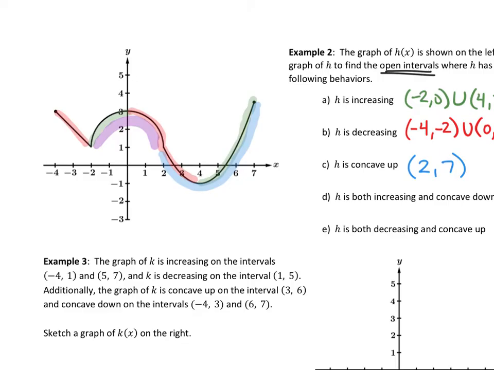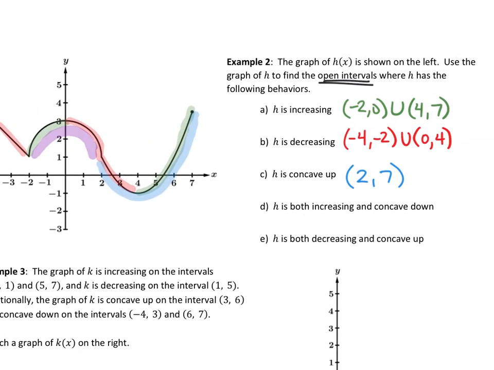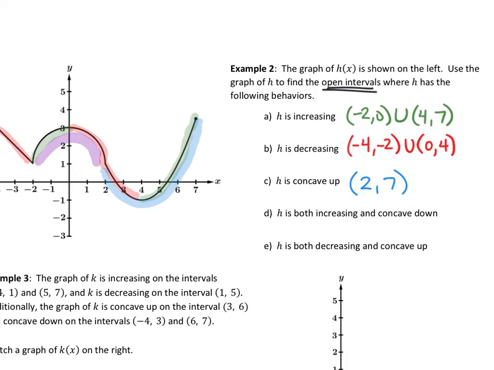But we can get even more specific with the question. We can combine these two things together. So the next one says, which section is both increasing and concave down? There's only one little section where it is both increasing, I highlighted in green, and concave down, I highlighted in purple. Yeah, from -2 to 0. That's the only little section that was both increasing, green in my color code, and concave down, purple in my color code.